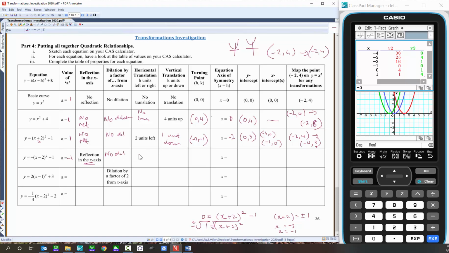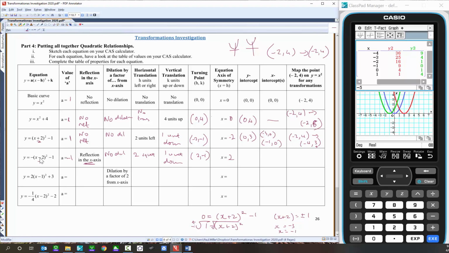All right, what we've got is 2 right, that's the translation, 2 units to the right, and 1 unit down. Okay, the turning point. What's the turning point going to be? It was originally 0, 0. That moves 2 units to the right, it'd be 2, down 1, negative 1. The axis of symmetry moves 2 units to the right as well, that's going to be at 2.